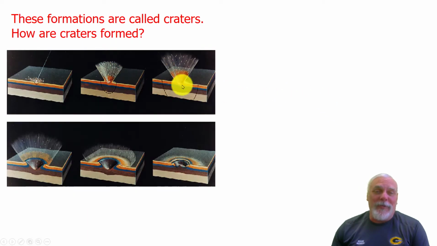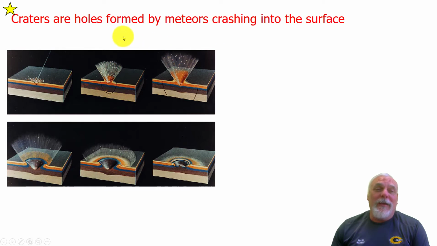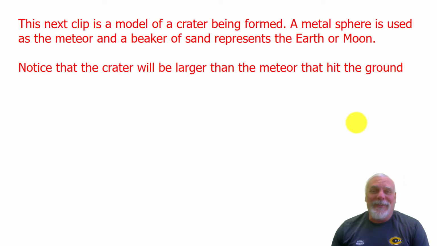Craters are formed like you see here in this picture when a meteor crashes into the surface of the planet, or in this case, the moon. Craters are holes formed by meteors crashing into the surface. This next clip is a model of a crater being formed.